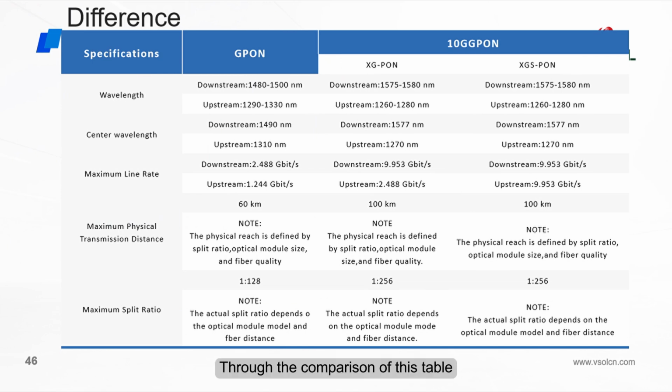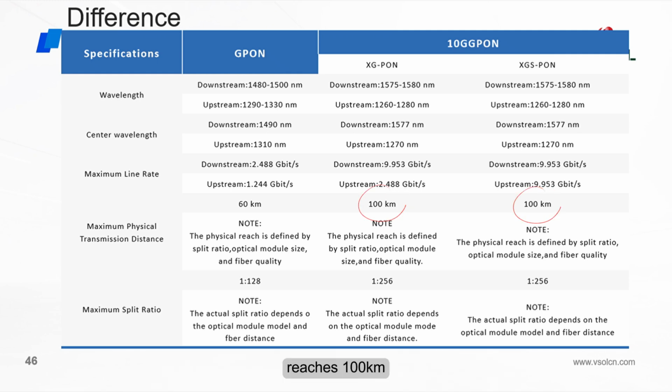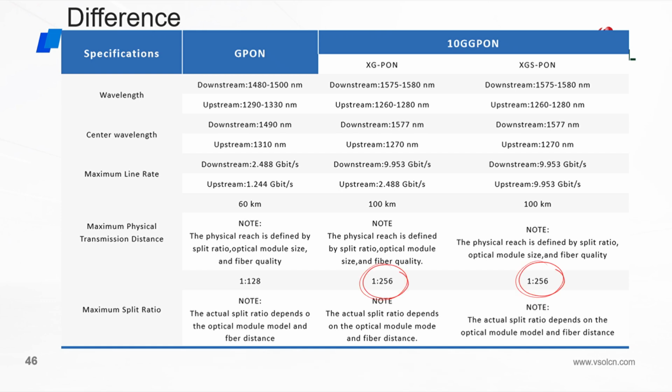Through the comparison of this table, we can see that compared to GPON, the bandwidth of XGS-PON has been well expanded, and the center wavelengths of the uplink and downlink are also not consistent. The theoretical transmission distance of two types of 10 gigabit GPONs reaches 100 kilometers, and the maximum split ratio reaches 1 to 256.